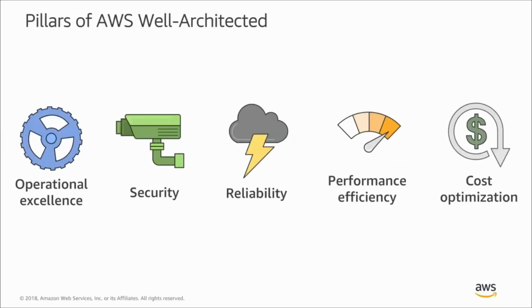These pillars cover fundamental areas that are often overlooked, such as operational excellence, security, reliability, performance efficiency, and cost optimization. And if you think about technology solutions, it's a lot like constructing a physical building. If you don't have a solid foundation, it can cause a lot of structural problems that undermine the integrity and the function of that building.